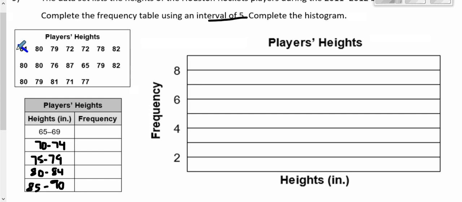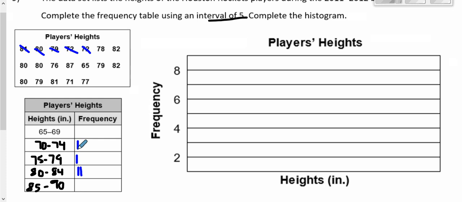So this number was an 81. Yep, it was an 81. So that would go right here between 80 and 84. Then we have another in between there for 80. And then we have 79. So 79 would go right in here. Then we have 72, so I'm going to do both of those together.